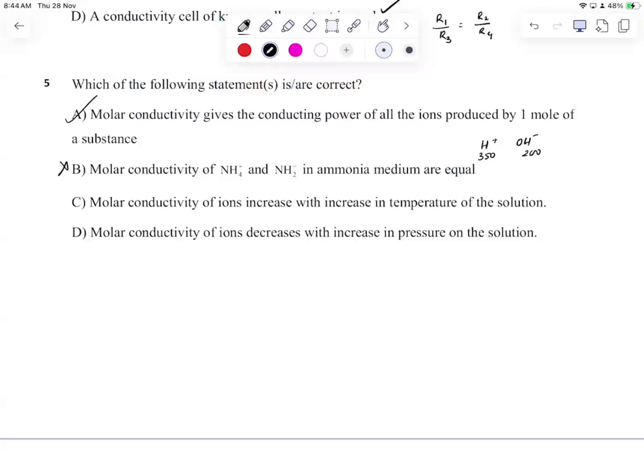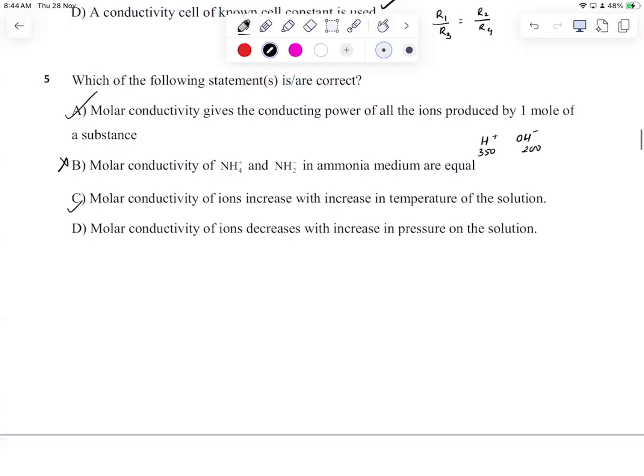This is incorrect. Molar conductivity of ions increases with increasing temperature of the solution, which is true. Because on increasing temperature, the mobility of the ions increases, and molar conductivity is directly proportional to ionic mobility. Molar conductivity of ions decreases with increase in the pressure of the solution. That is true, because the more pressure is applied, the less will be the mobility of ions. So that's why you notice that the molar conductivity will decrease.